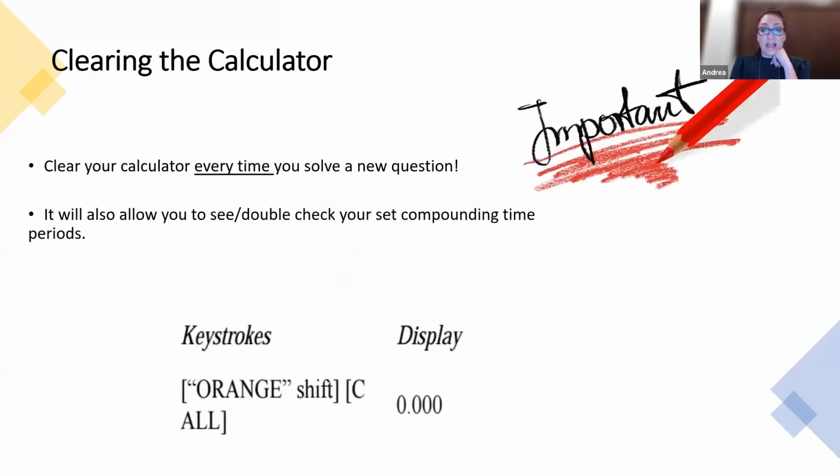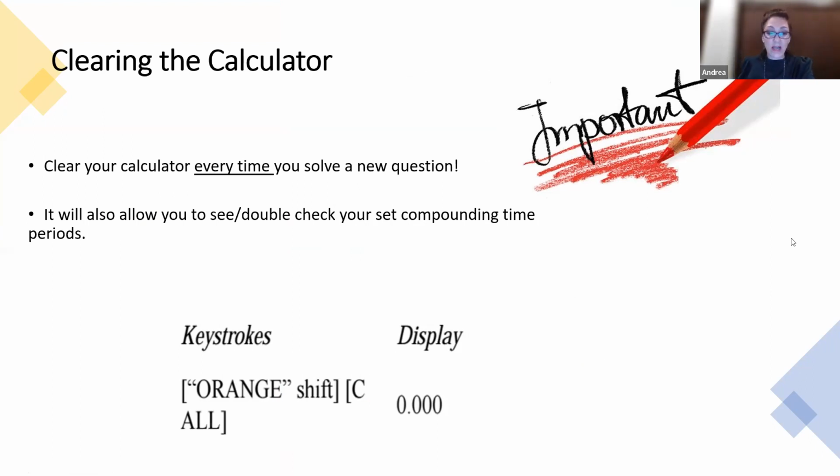Again, I cannot stress enough how important it is to clear your calculator every time you solve a new question. The other benefit is the compounding time, the one that could flub you up if you don't have your periods set properly. Your calculator is going to display what the time period is that you have it set to.